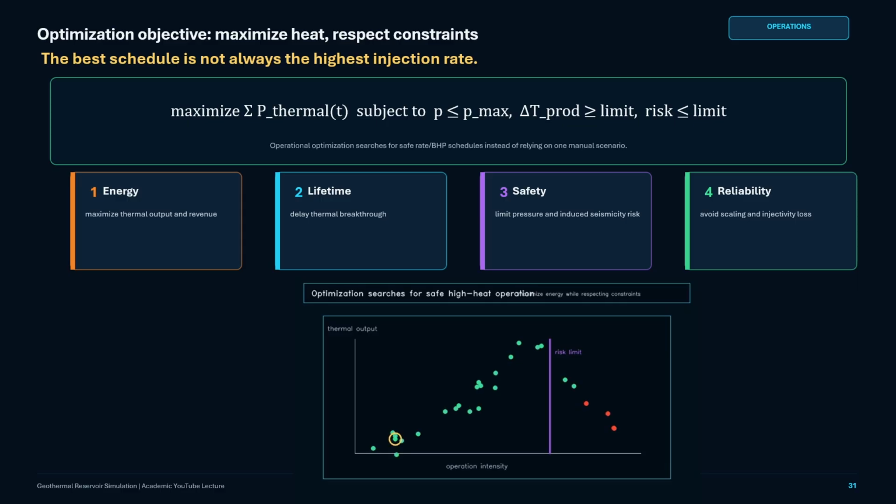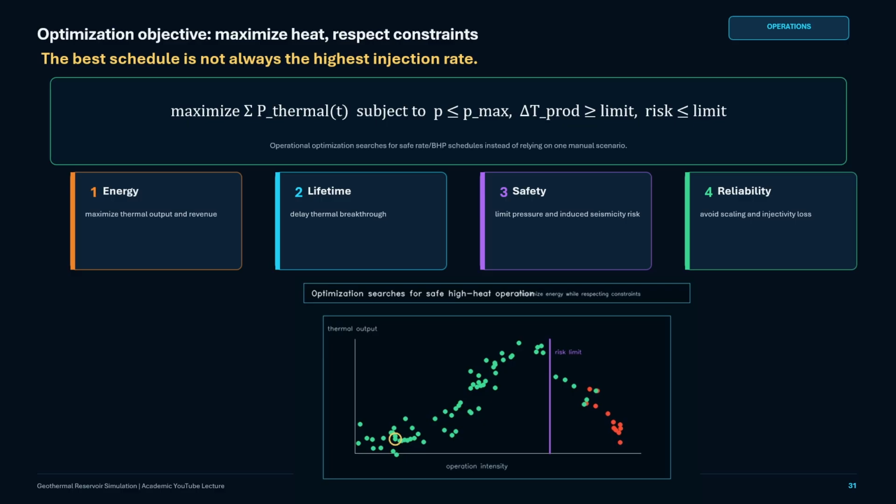Operational optimization asks a simple question with a complex answer. How can we maximize thermal output while respecting safety and sustainability constraints? The objective may be to maximize cumulative thermal power or economic value. But we must constrain pressure, produce temperature decline, induced seismicity risk, chemical scaling, and facility limits. This is why geothermal optimization is not only about producing more. It is about producing responsibly.